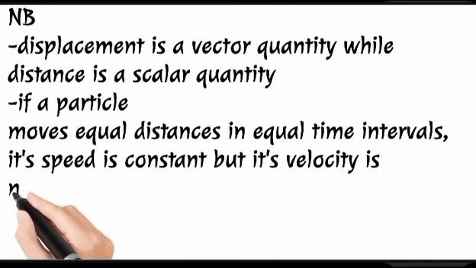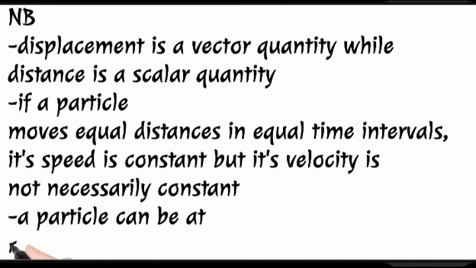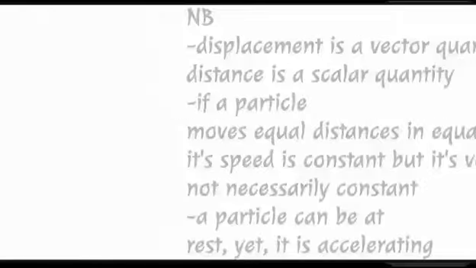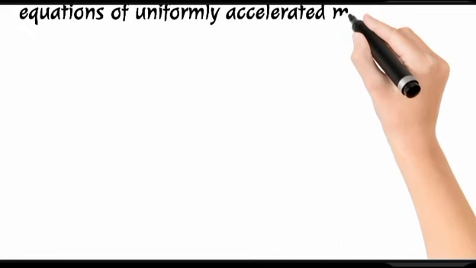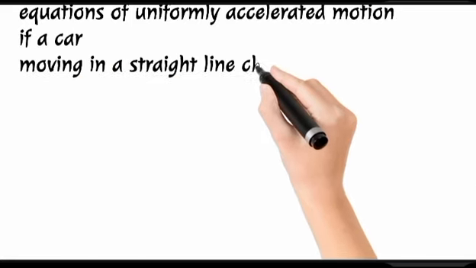Remember also that if a particle moves equal distances in equal time intervals, its speed is constant, but its velocity is not necessarily constant, as the direction may be changing. Note also that a particle can be at rest yet accelerating, usually under gravity. So let us look at some equations of uniformly accelerated motion.